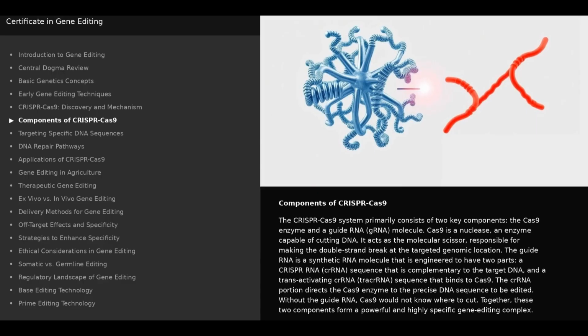The crRNA portion directs the Cas9 enzyme to the precise DNA sequence to be edited. Without the guide RNA, Cas9 would not know where to cut. Together, these two components form a powerful and highly specific gene editing complex. Their synergistic action allows for unprecedented control over genetic modifications. The design of the gRNA is critical for the success and specificity of any gene editing experiment.